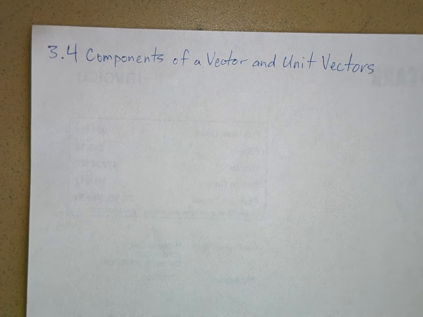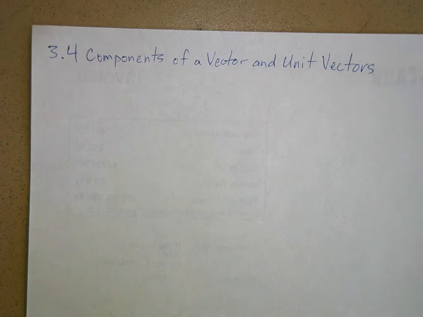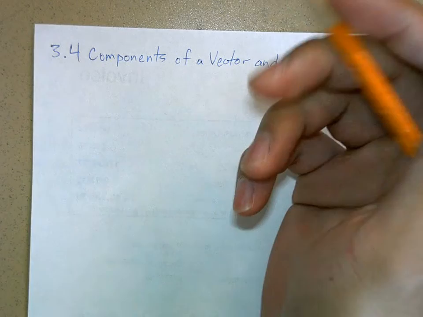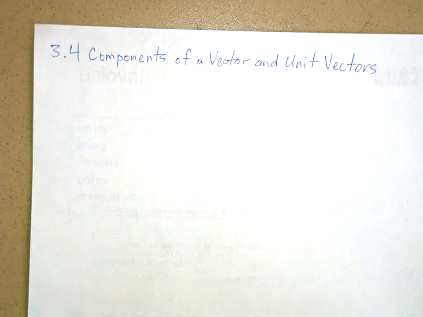Okay, so this is 3.4 in the book. This might make sense to most of you, and if it does, then great. If it doesn't, then this should be helped with an explanation. All right, so we're going to talk about components of a vector. So we're going to talk about what they are, how they work, and why they're good to use.